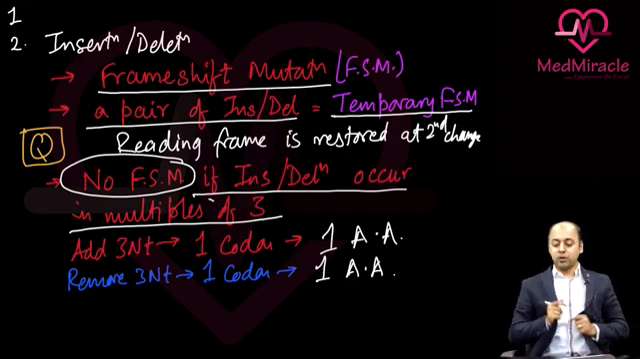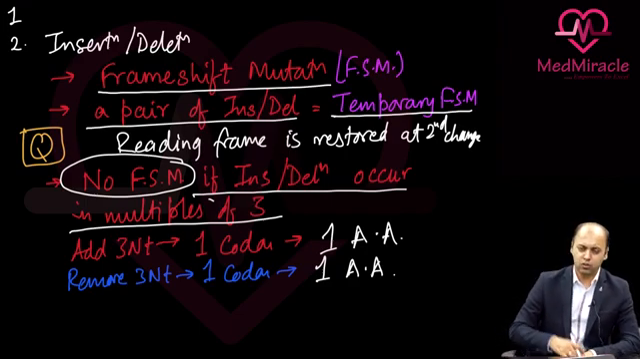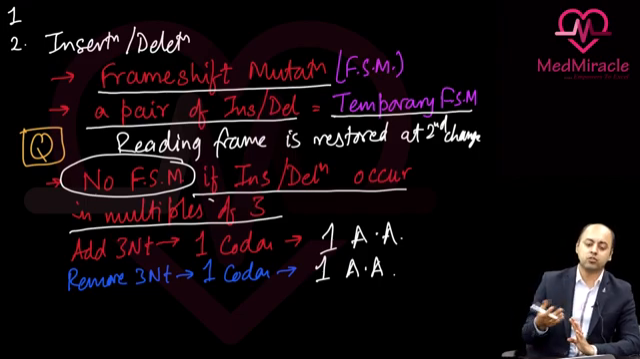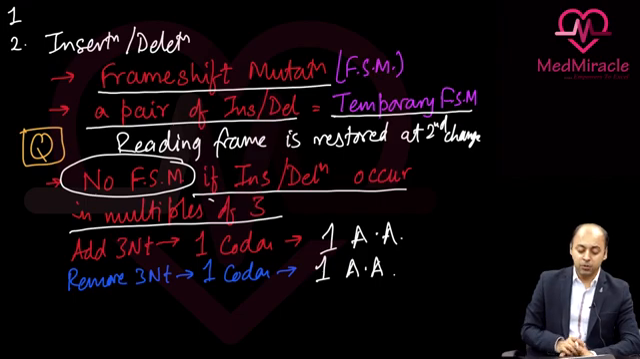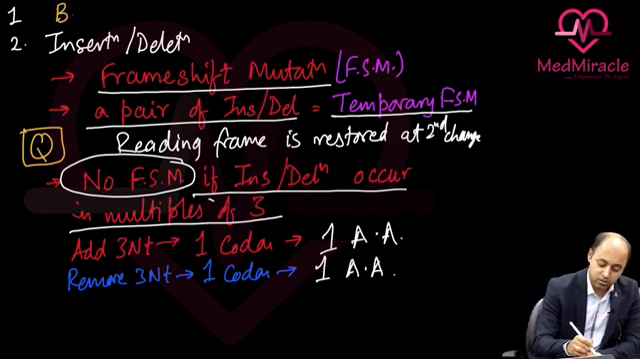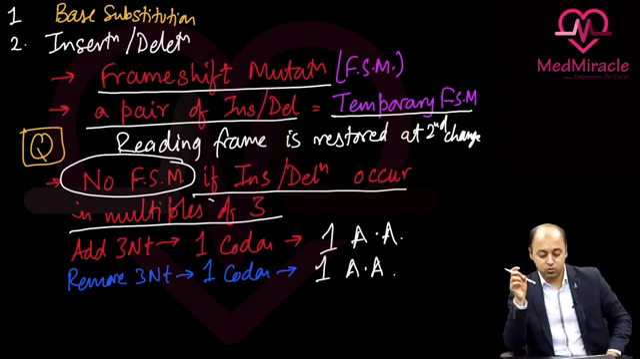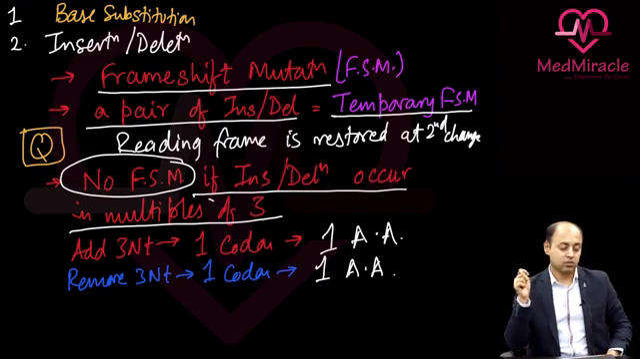So this is about the genetic code and the different common types of mutation. Although there are other types, like translocation and inversion, these two, the first being base substitution and the second insertion deletion, you must know about. Thank you very much.